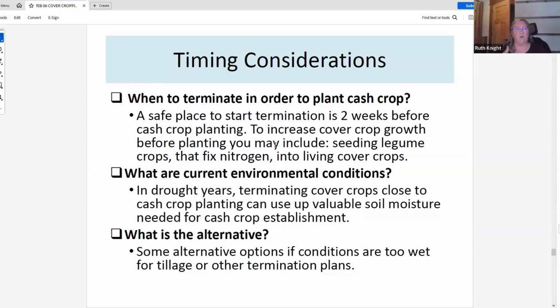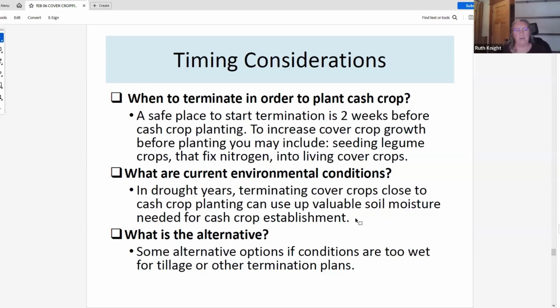So if you had a very dry period, terminating cover crops close to the cash crop planting uses up the soil moisture. And there was a good discussion about that last week in terms of making those shoulder cover crops to be terminated in the spring not a viable option, unfortunately. So if you're going along with the plan, sometimes you have to think of plan B or C if conditions are too wet for tillage or termination plan.